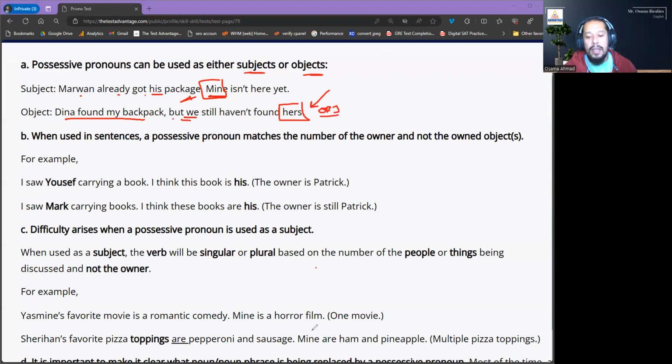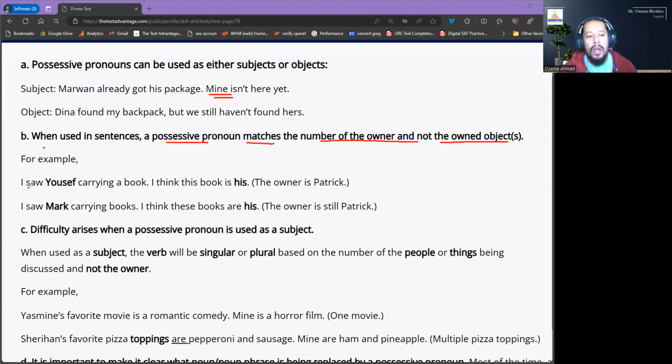So you see, mine in this example is a possessive pronoun. However, as you can see, it works as a subject. B, when used in sentences, a possessive pronoun matches the number of the owner, not the owned objects. Okay, what does that mean?